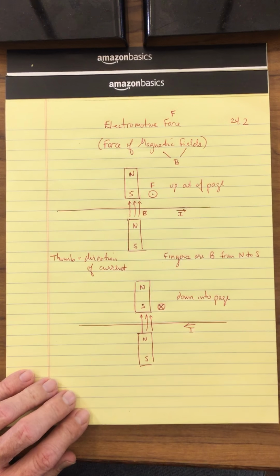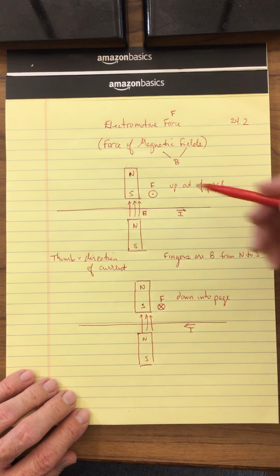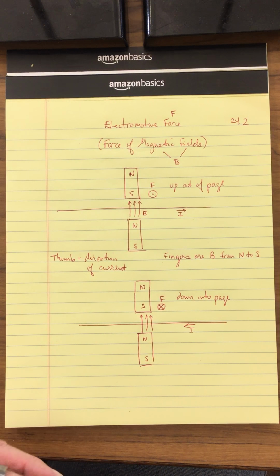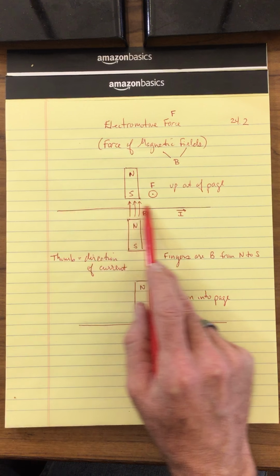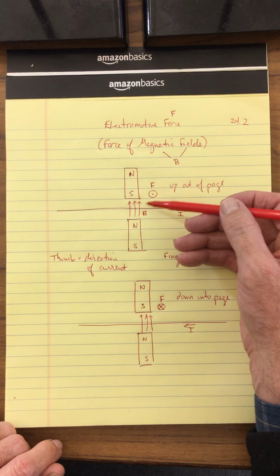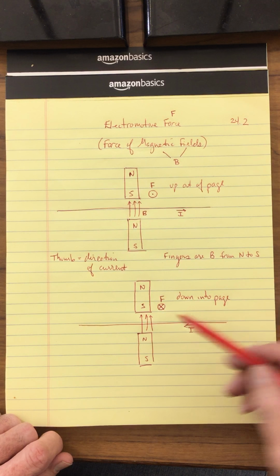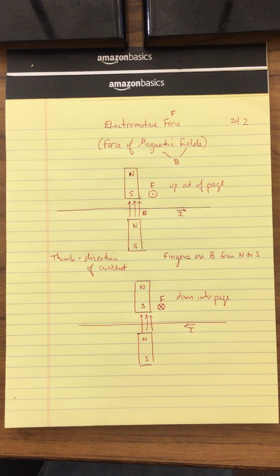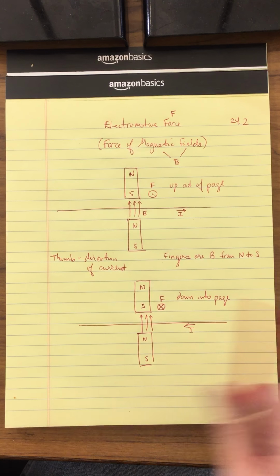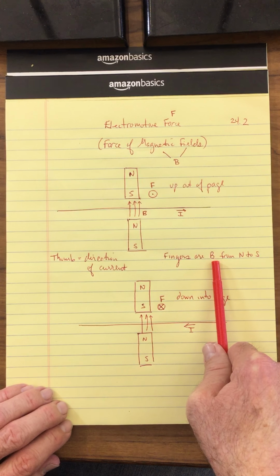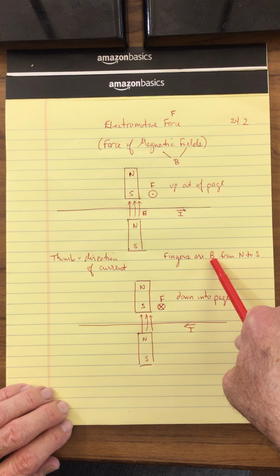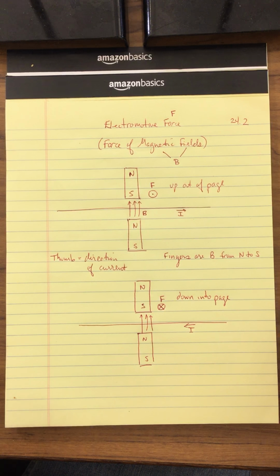And this is the electromotive force, and this is the electromotive force. With this setup, it's going to be coming towards you. With this setup, it's going to be going away. So what's going to happen to the wire? In this case, with this current, the force is going to be pushing the wire up. In this case, it's going to be pushing the wire down. So your thumb is the direction of the current, and your fingers are the magnetic field from north to south.